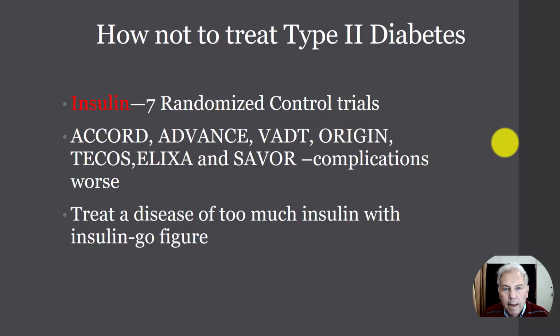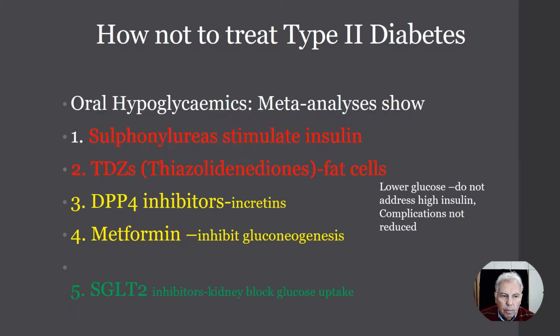And that makes sense because you're not solving the sugar problem, you're just moving it from the blood inside the cells. You've still got glucotoxicity. In fact, you've got it worse. So to treat a disease of too much insulin with injected insulin makes absolutely no sense to me.